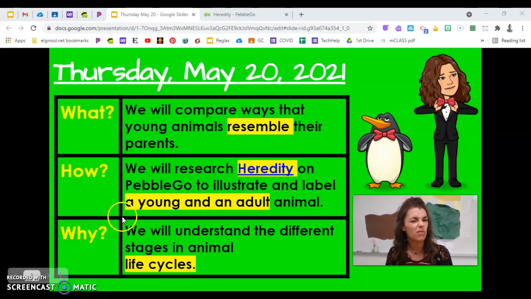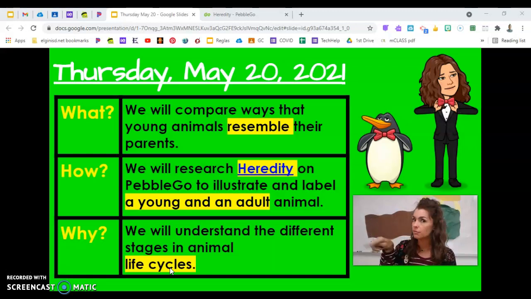Why? We will understand the different stages in animal life cycles. We had that word yesterday. Remember what shape a life cycle looks like? A what? Did you say circle? Bravo, bravo, and good memory from yesterday. We will be seeing some animals and their parents and comparing their life cycles. You will have to draw me one young and one parent animal in your journal.